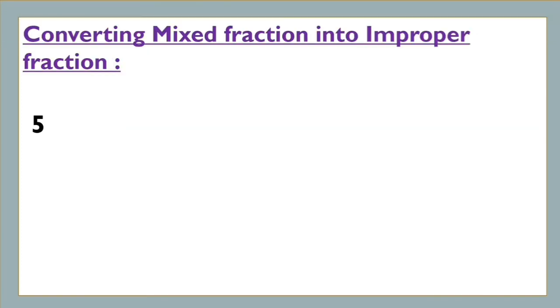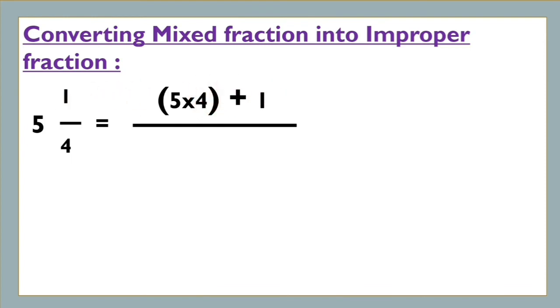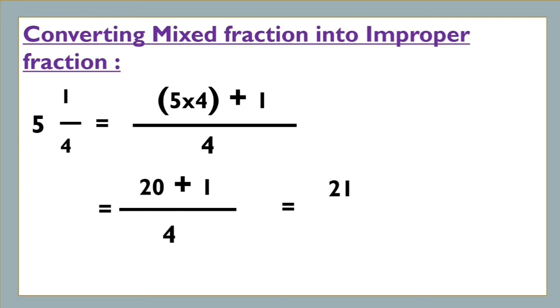Observe that 5 1 by 4. That means we have to multiply this 5 with 4. 5 into 4 plus 1, by the same denominator 4 we have to write here. Okay, so 5 4s are 20, plus 1, by 4, which is equal to 21 by 4. Like this we can convert the given mixed fraction into improper fraction.